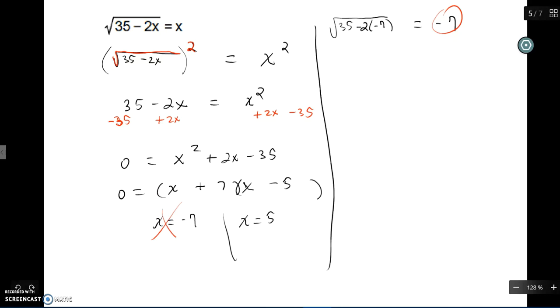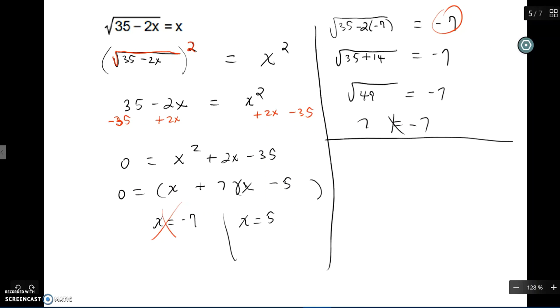But if you're not buying that, then just go through with the full check. The square root of 35 plus 14, right? Because negative 2 times negative 7 would be positive 14. So this is the square root of 49. Well, no, the square root of 49 does not equal negative 7. The square root of 49 is equal to positive 7. So this would be not true. So you can carry the check out all the way through and show that these two things aren't equal to each other. Then we can plug in 5 and see if that works.